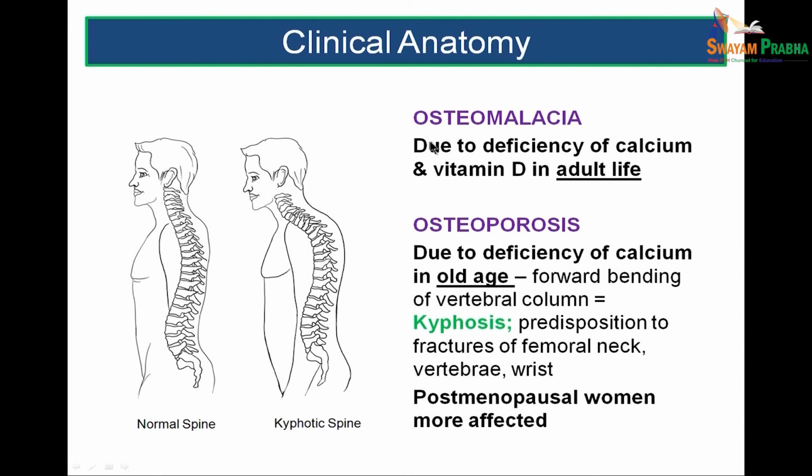Osteomalacia. Osteomalacia is due to a deficiency of calcium and vitamin D in adult life, whereas osteoporosis is due to deficiency of calcium in old age. The vertebral bodies collapse, leading to forward bending of the person. The vertebral column bends forwards because of collapse of these vertebral bodies. The person is also predisposed to fractures of the femoral neck, the vertebrae and the wrist. Always remember, because of hormonal imbalances postmenopausally, these women are more affected by osteoporosis.